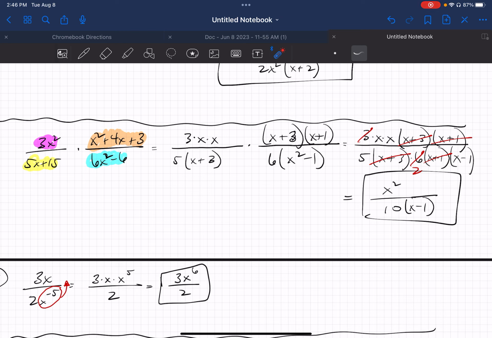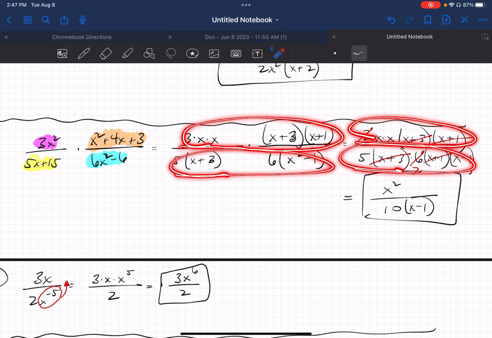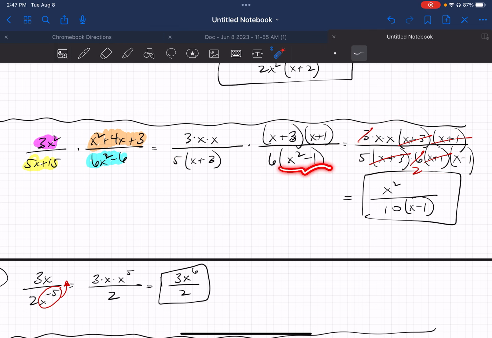Okay, so now multiplication, you just multiply straight across. All I did was write everything on top over here, and then everything on bottom over here. Plus I did difference of squares there. And then after that, you just cross out. Everything's multiplication, so cross those out, and then 3 and 6 are monomials, so 3 goes into 6 twice, once there. So you're just left with x squared on top, and then 5 times 2 on bottom.